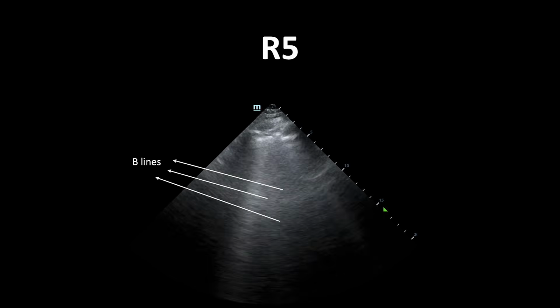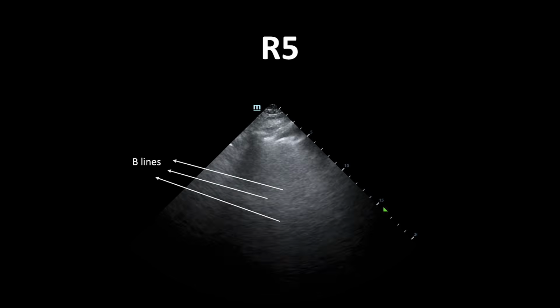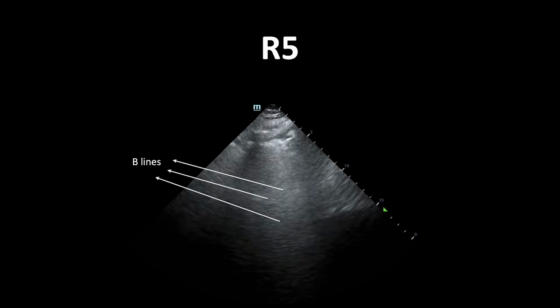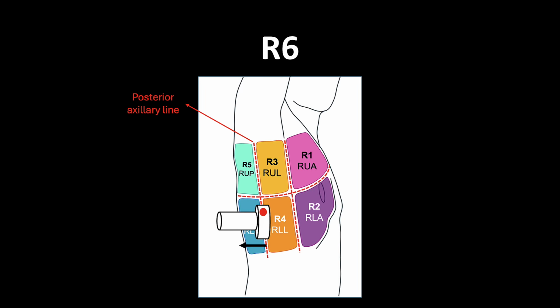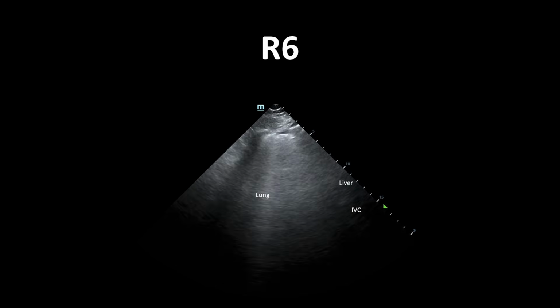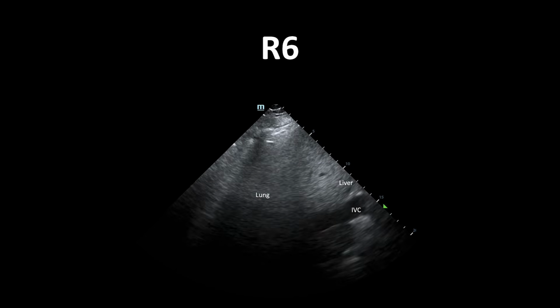In supine or semi-recumbent patients, it is very common to see B lines at the posterior lung fields. This does not always reflect pathology. Similarly, R6 is obtained by sliding posteriorly from the R4 position. You should see the liver on the far right of the screen, and you may sometimes also see the IVC.